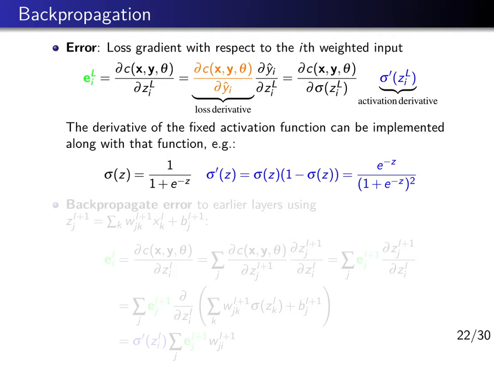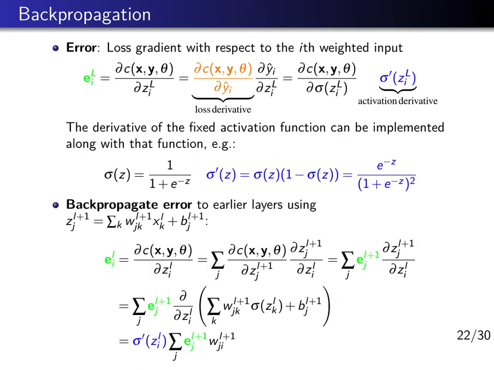The second part is the derivative of the activation function, the nonlinear activation function of this neuron. And again, this is something we only need to define once or code once for a given activation function that we want to use to build neural networks. And then we can reuse this every time we want to compute these errors. And it is shown below for a logistic activation function. So sigma prime in blue shows the derivative of the logistic activation function.